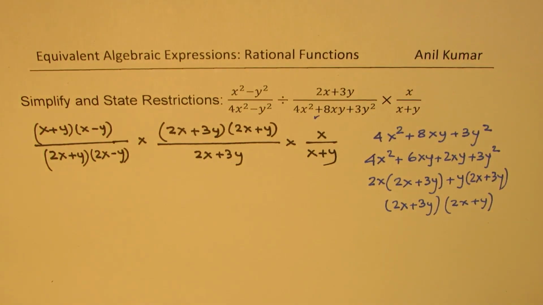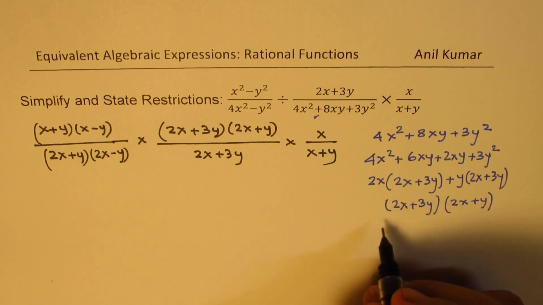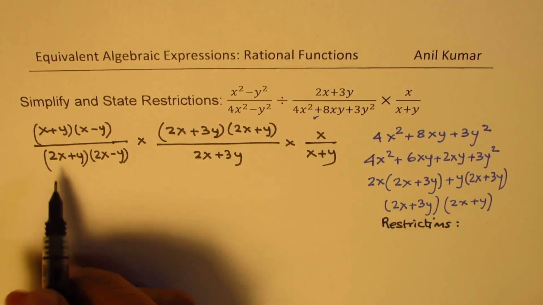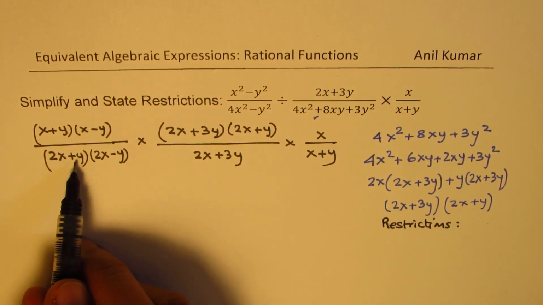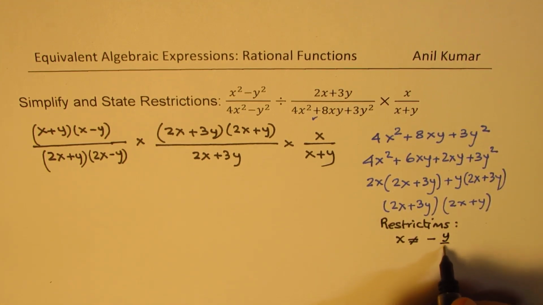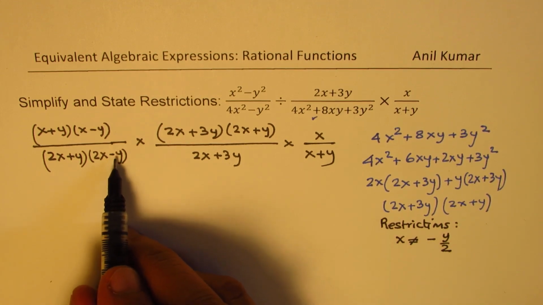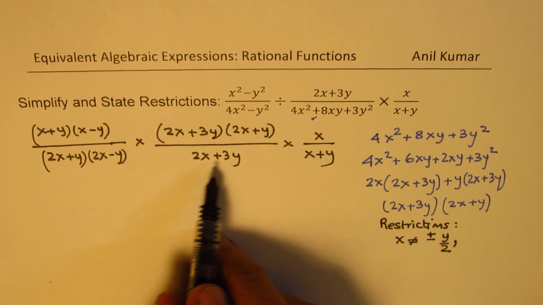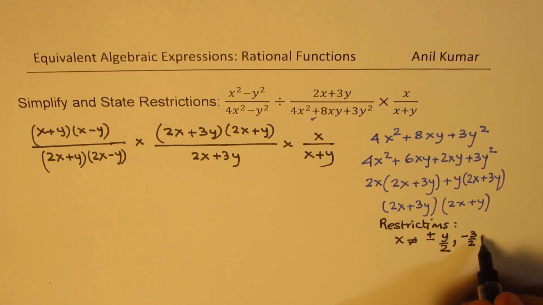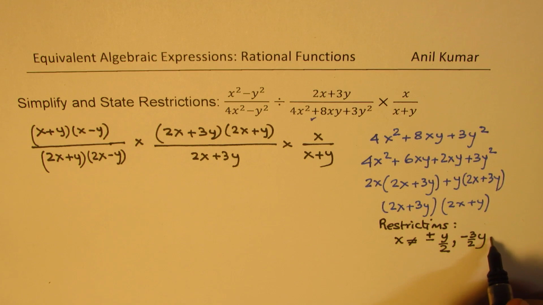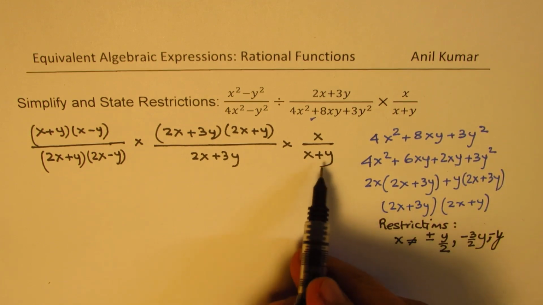Now, before cancelling, let us write down our restrictions. Restrictions are, from here if we begin, x is not equal to minus y over 2, right? So x is not equal to minus y over 2. Now here, x is not equal to plus y over 2, so we can say plus and minus y over 2, correct? Here, x is not equal to minus 3y over 2. So minus 3y over 2, that becomes another restriction. And x is not equal to minus y, correct? So that is another one.